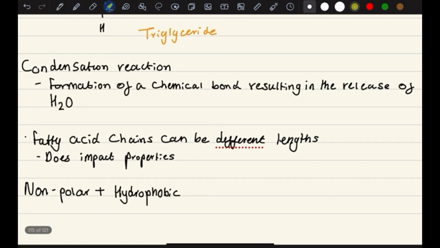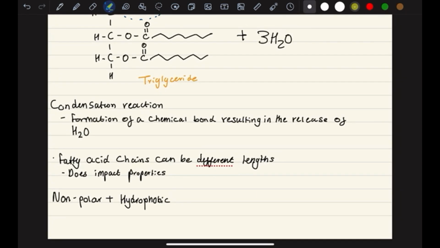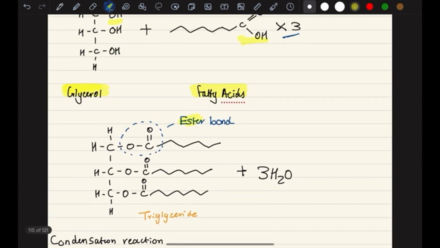As we mentioned in the carbohydrates video, this is what we call a condensation reaction, the formation of a chemical bond resulting in the release of water, yeah? And what you should also know is that fatty acid chains can be different lengths, which impacts its properties. Imagine, if you have a longer chain, we're going to need more energy to break that up. Hence, that triglyceride or that fat is more likely to have a higher melting point. Also, another important thing to mention is that all of these triglycerides are non-polar and hydrophobic, yeah? So you tend to get these terms fat soluble and water soluble. That's kind of where this comes from. So non-polar hydrophobic molecules when we're talking about triglycerides.